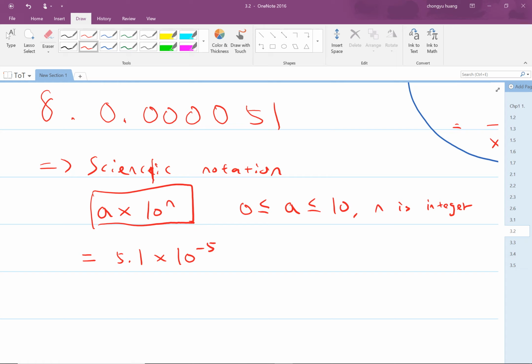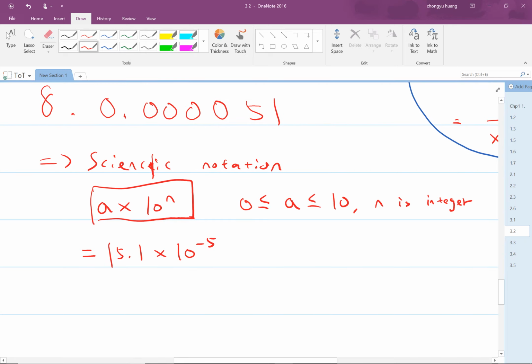And then also 5.1 is also valid for a, right? So you always remember, you always have to put in the bigger number. Okay, so you have to put in the bigger number. You always have to put the bigger number, right?